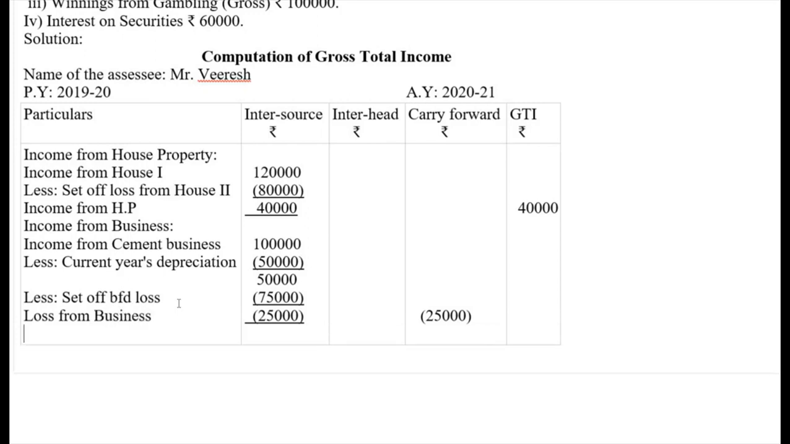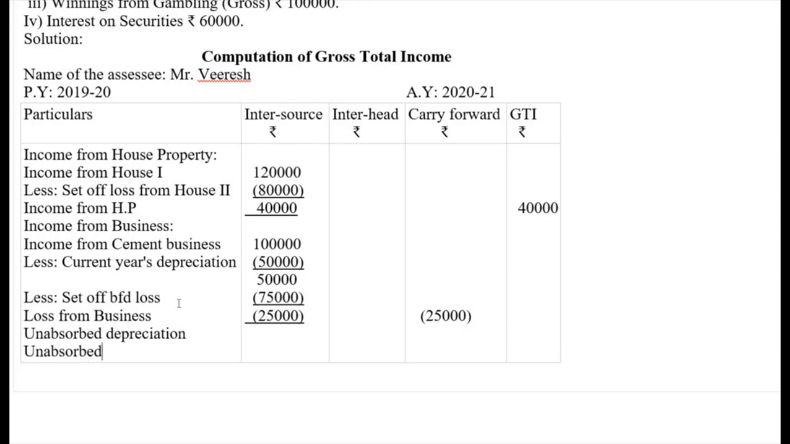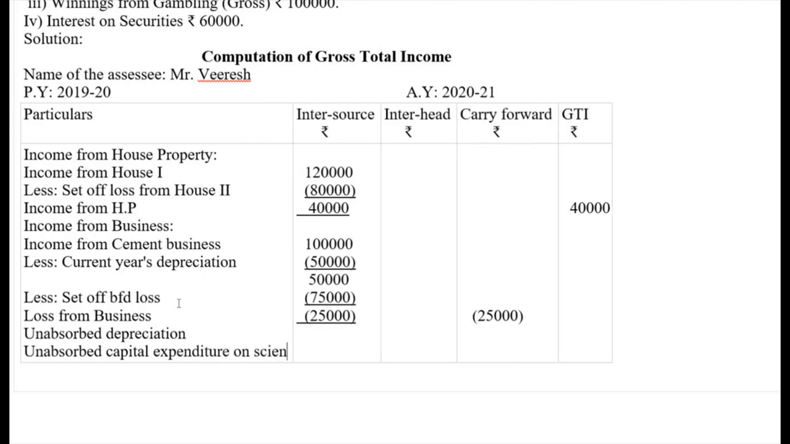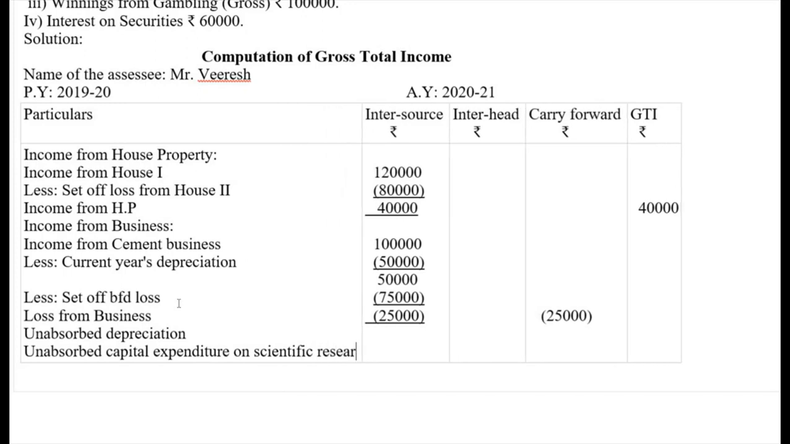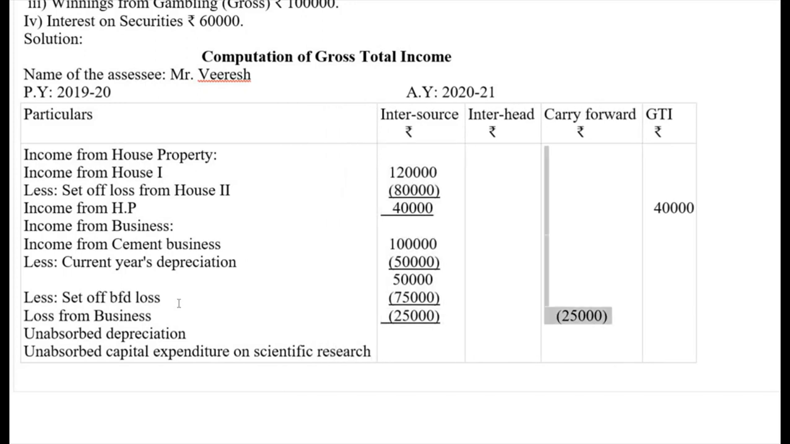Then similarly we should carry forward unabsorbed depreciation. Then we should carry forward unabsorbed capital expenditure on scientific research. So both amounts we should carry forward because they can be adjusted against business income only. So here it is 50,000, then it is 25,000.